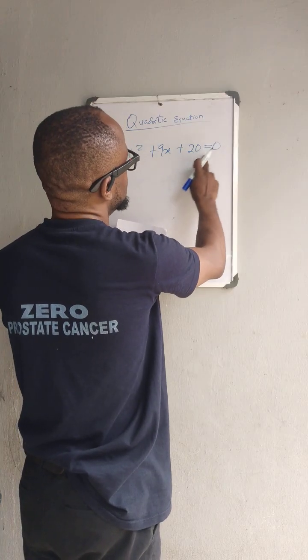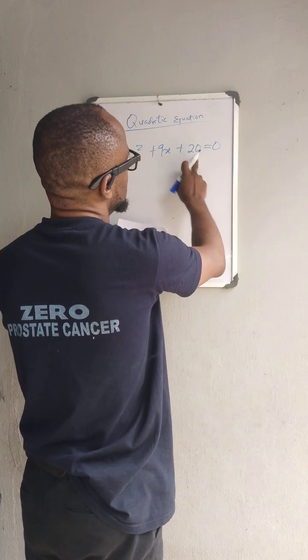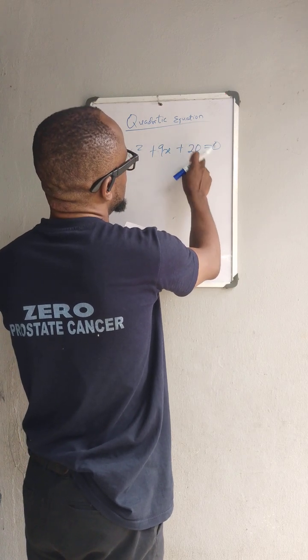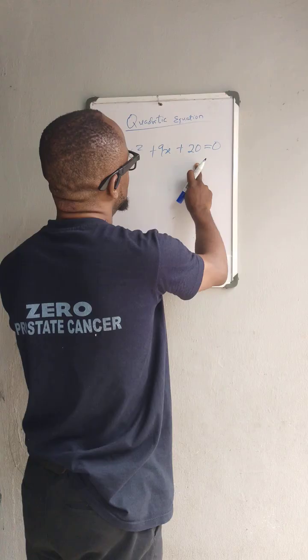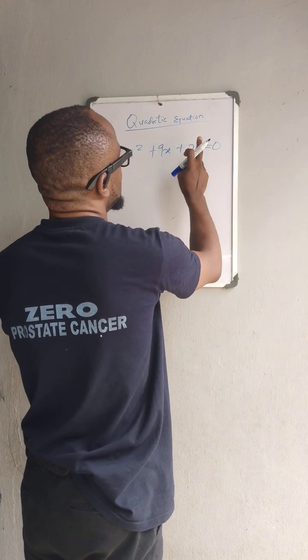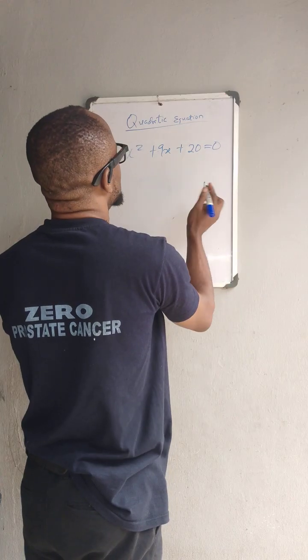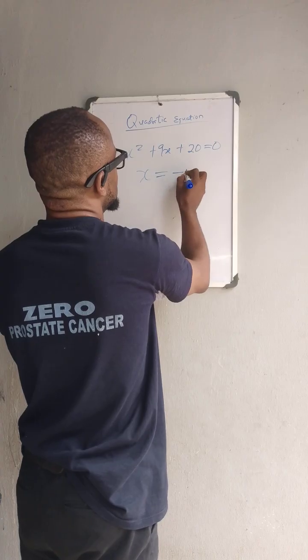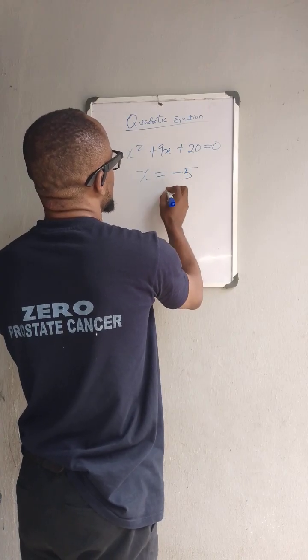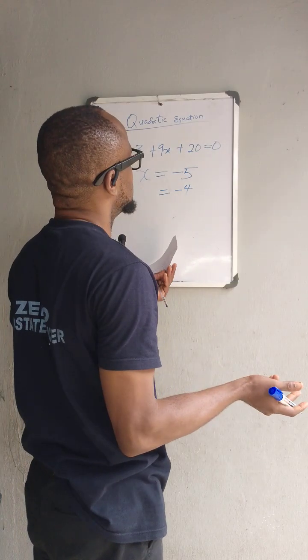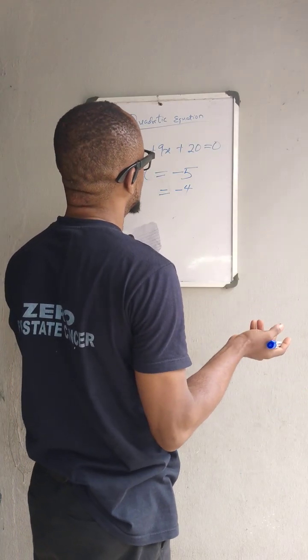Now, where your eye should be is this 20. What two numbers can multiply to give you 20, but when added, give you 9? It is 5 and 4. So it means that your x equal to minus 5, also equal to minus 4. This is the answer. It's as simple as this.